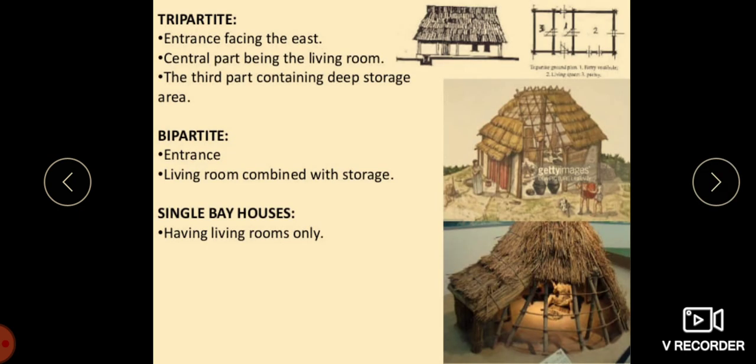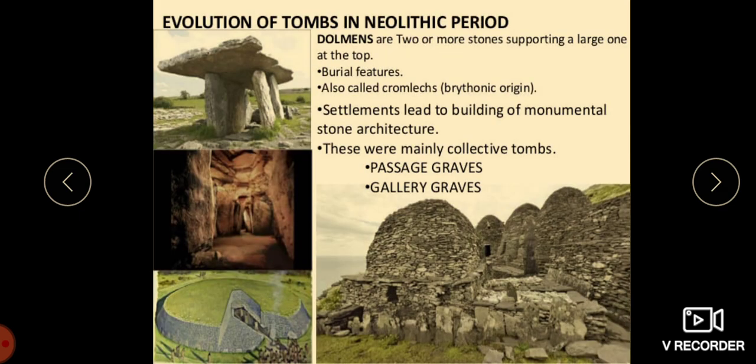Then we are having also the tripartite. The entrance was facing towards the east, the central part being the living room, and the third part containing the deep storage. Then we are having the bipartite. The bipartite is the entrance, and the living room combined with the storage. Then the single bay houses having living rooms only. So these were the types of houses which were built during this period, children.